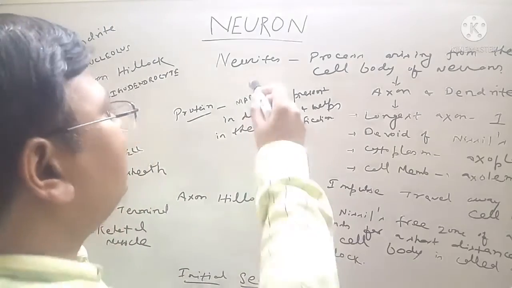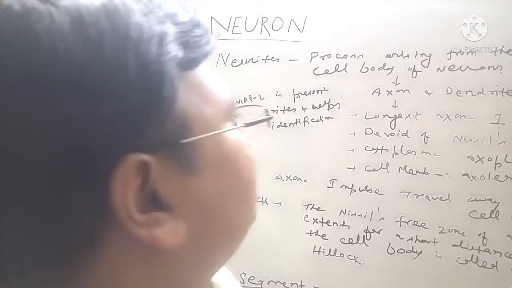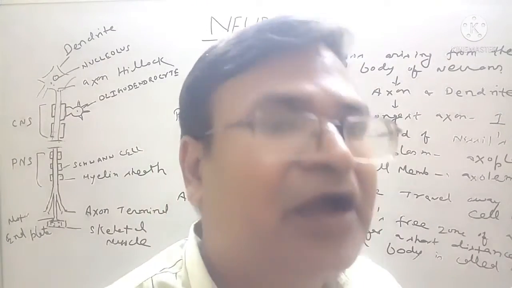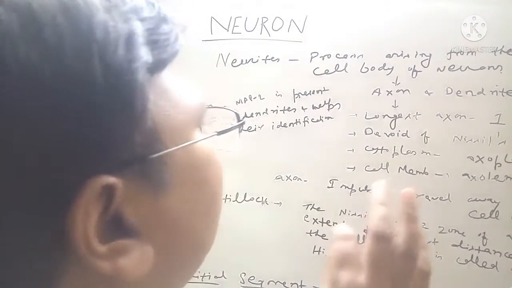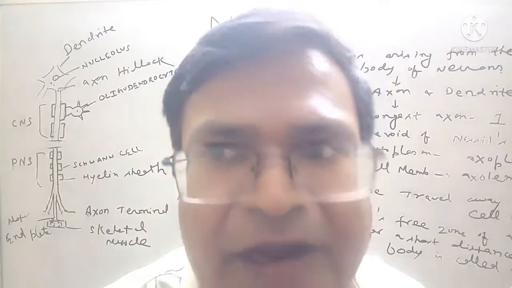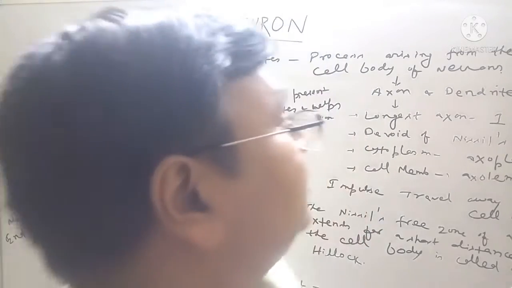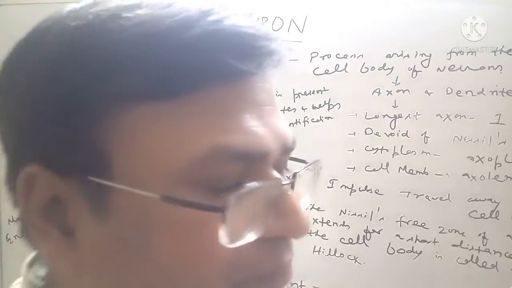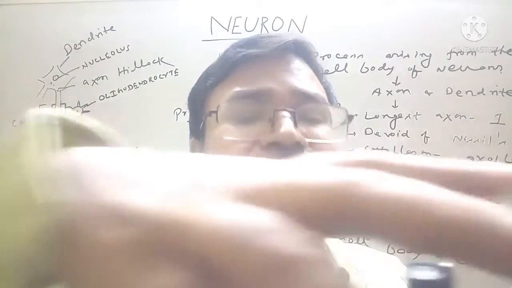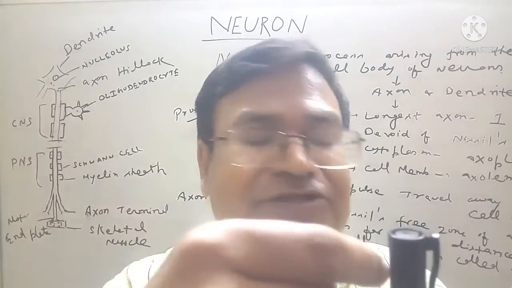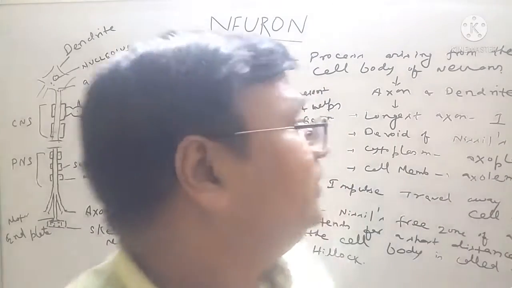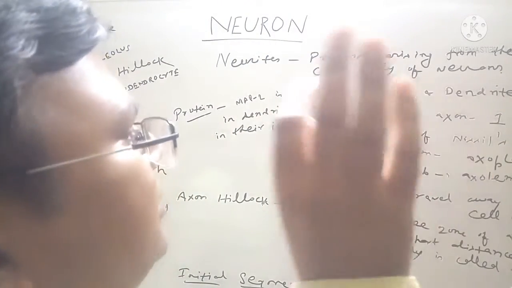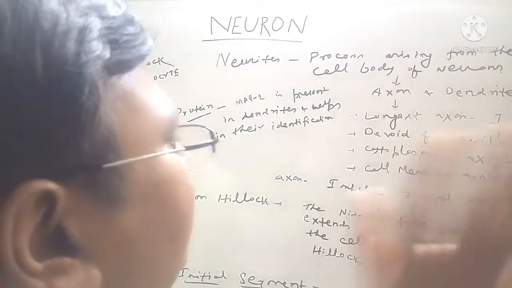And what are the neurites? The processes arising from the cell body of the neurons are called the neurites. These neurites are the axon and dendrites. Suppose this is the cell body, and different processes arise from this cell body, that is the dendrites, and this is the axon. Then these are called the neurites, that is the axon or the dendrite.